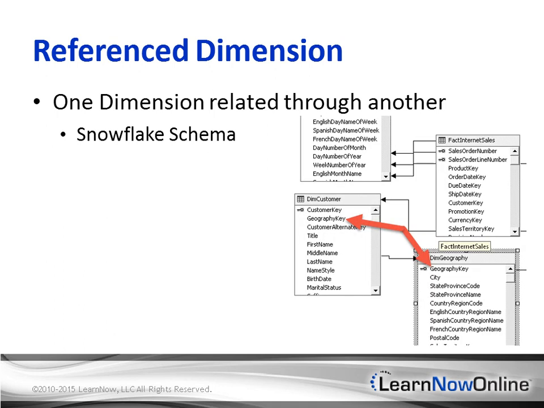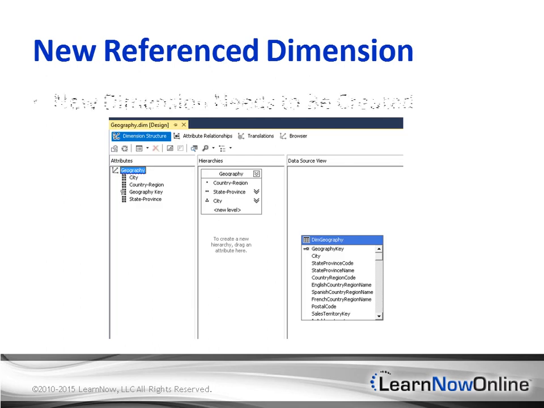The reference dimension works well when two different fact tables need the same dimension attributes that are not directly referenced through the same dimension. The geography, city, state, etc., can be added to the reseller dimension, but reseller is not related to internet sales. Internet sales has a relationship to dim geography through the customer dimension. The customer dimension is not related to the reseller sales, only fact internet sales.